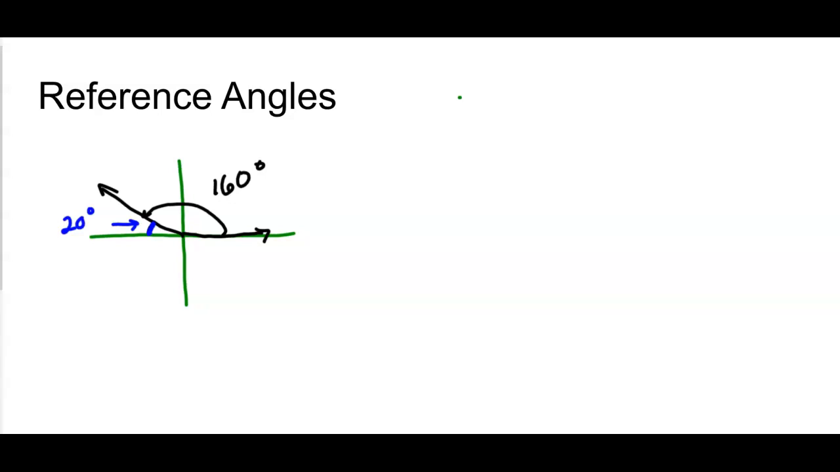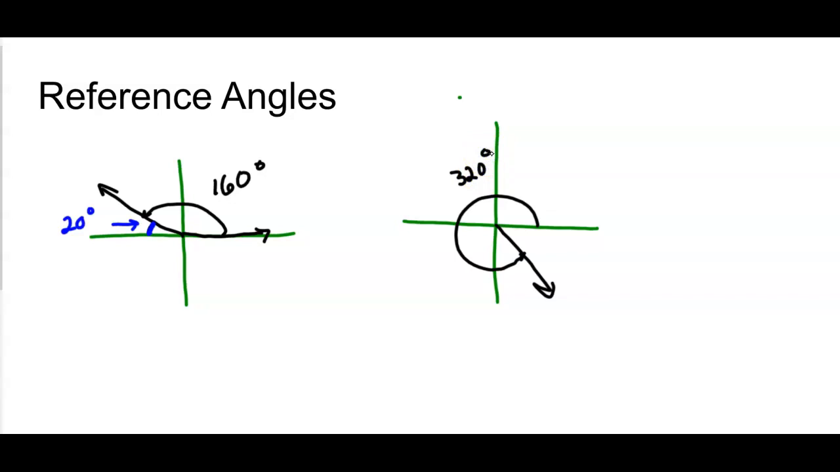Let's do one more reference angle. So let's say we have a coordinate system here, and let's say we have an angle that's 320 degrees. Let's say we were going 320 degrees, but then we wanted to know the reference angle. The reference angle would be right here, and that would be 360 minus 320, which would be 40 degrees. So it would have a reference angle of 40 degrees.